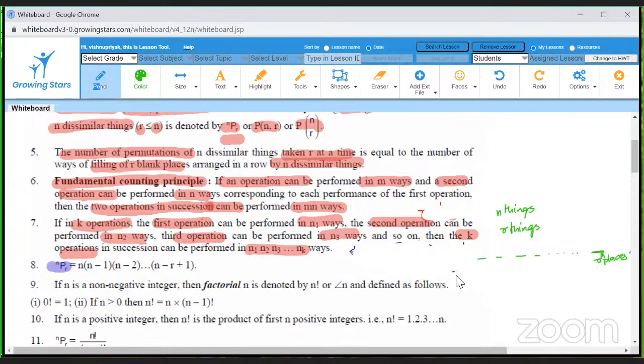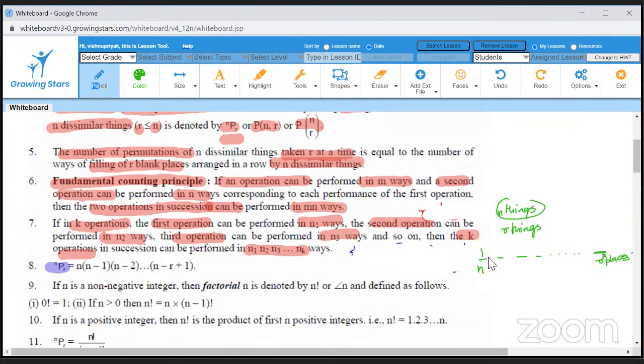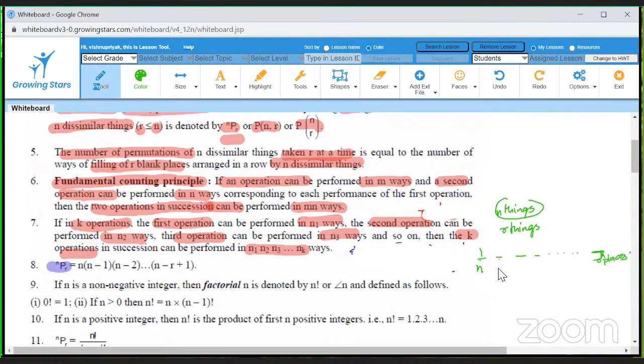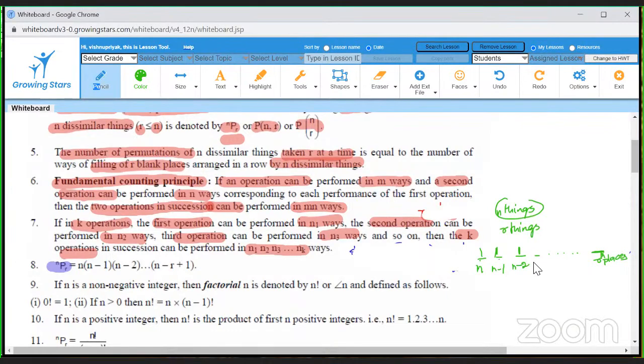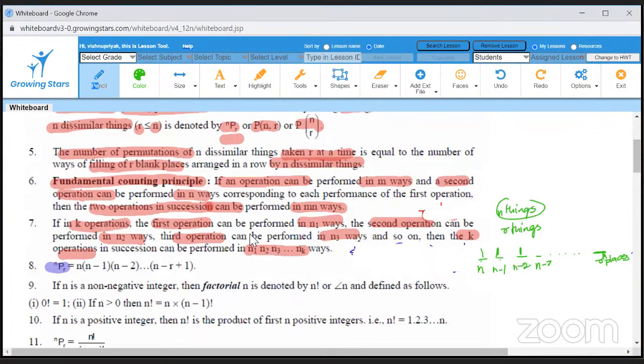So in how many ways can the first place be filled? In n ways, because total n things are there. Second place, 1 is already filled, so the second place can be filled in n minus 1 ways. The third, 2 are already taken and filled, so the third place, n minus 2. With 3 filled, the fourth place, n minus 3 ways.